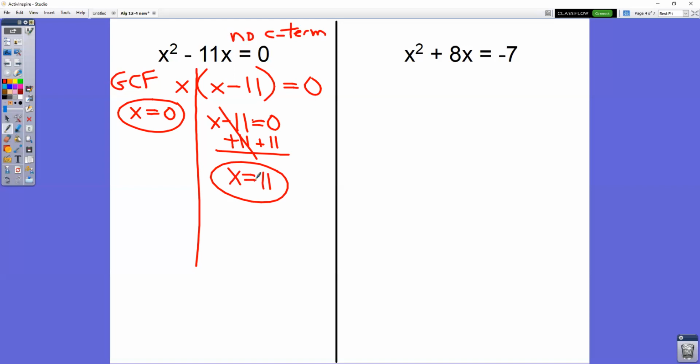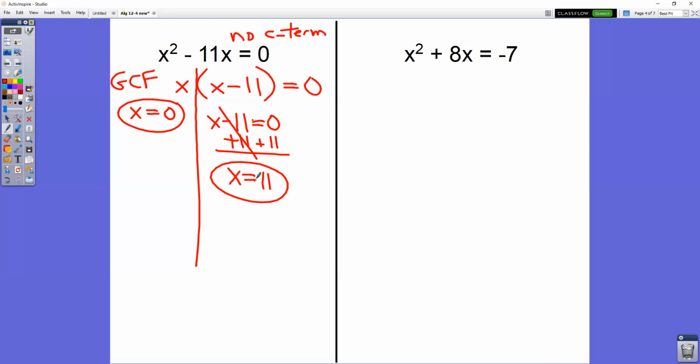So anytime that you factor out just that x like that, all that you're going to do is set it equal to 0. There's nothing to solve there. It's just x equals 0. Take a look at the next one.